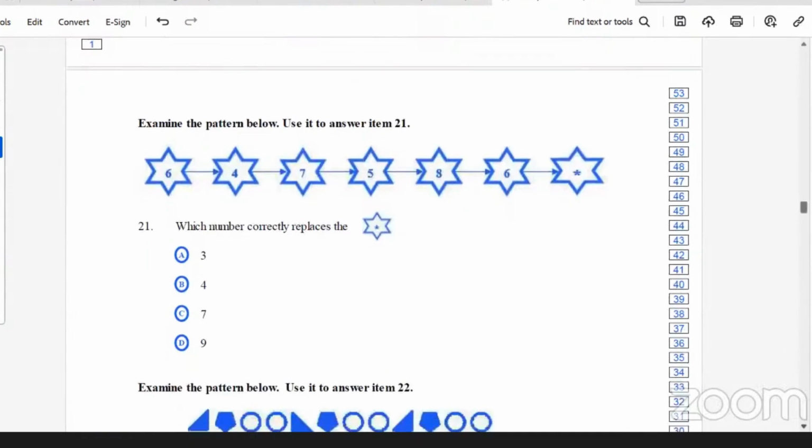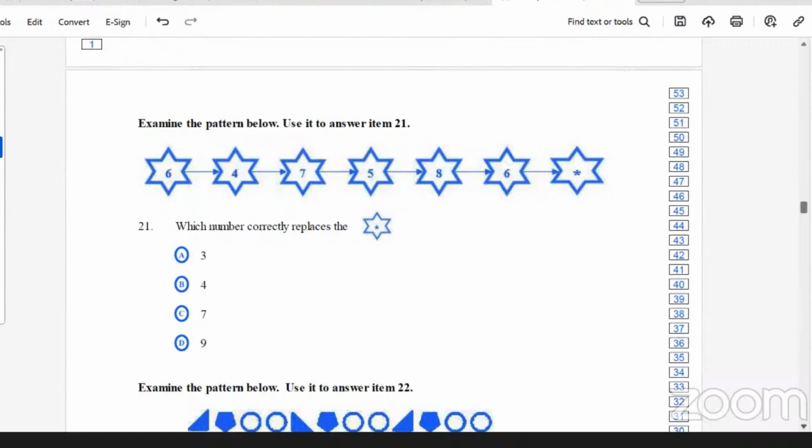All right, so question 21. It says, examine the pattern below, use it to answer item 21. They're asking which number correctly replaces the asterisk. We have 6, then 4, then 7, then 5, then 8, then 6, then 2. So you want to examine the relationship between the numbers. Between 6 and 4, you subtracted 2. Then between 4 and 7, you added 3. Between 7 and 5, you subtracted 2. Then you added 3 to get to 8, subtracted 2 to get to 6.